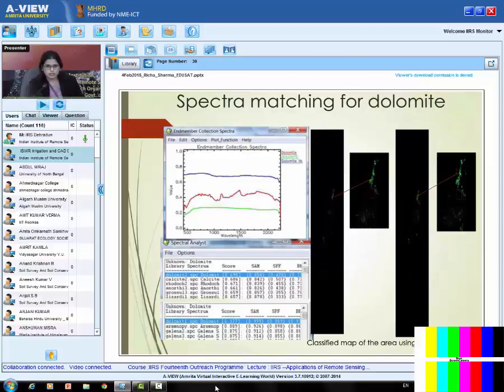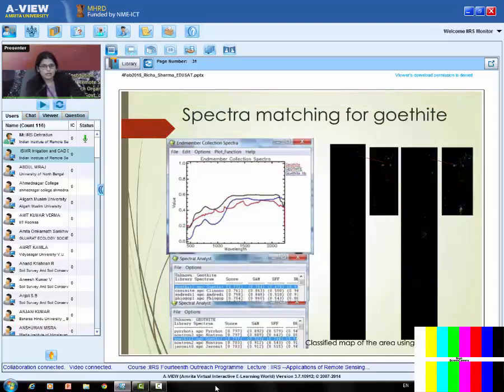Now this is for another mineral, dolomite, and this is for goethite. As I have already told you, this is the typical absorption we get for iron minerals. This is the dip we are getting in these three. There is a slight shift in it. The field and USGS spectra are matching very well, and the match is, I think, more than 70-75% or so. So we have assigned this spectrum as the spectrum of goethite.